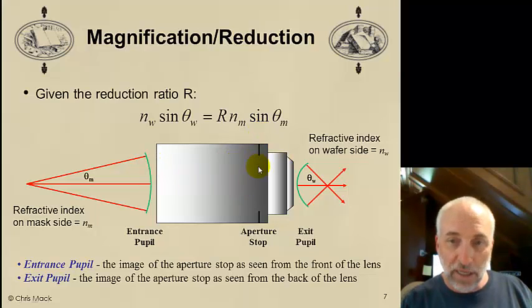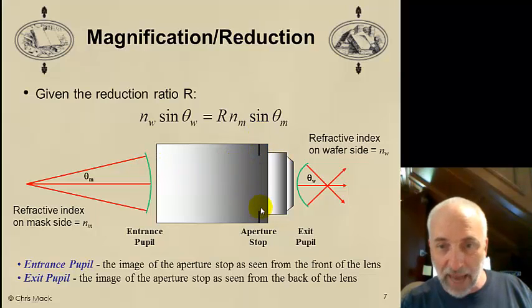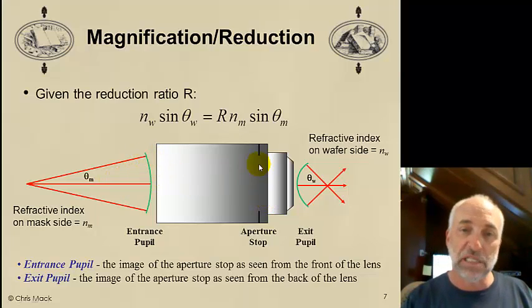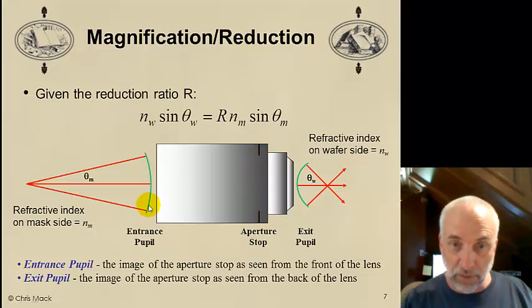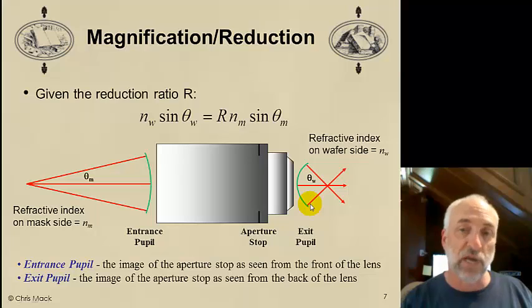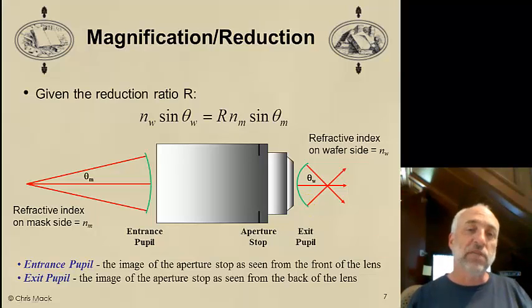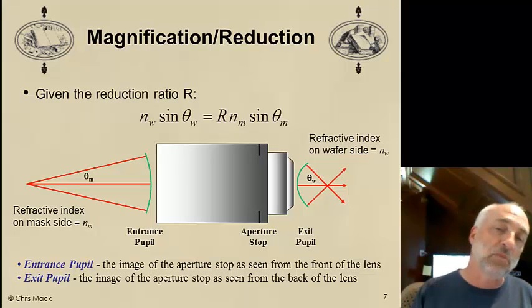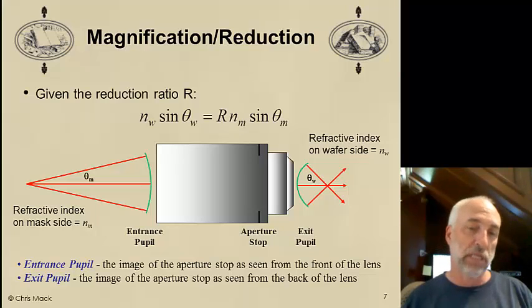If I look at the image of the aperture stop, that is, if I look into the lens on the entrance side, I will see this aperture stop, and what I see is called the entrance pupil. This is the image of the aperture stop when looking through the front of the lens, and the exit pupil is the image of the aperture stop when looking through the exit side of the lens. And we can think of the entrance pupil as where the light goes into the lens. We can think of the exit pupil as where the light comes out of the lens.